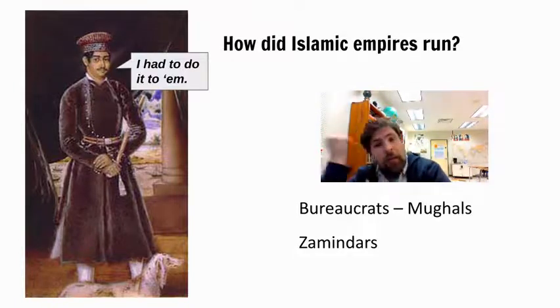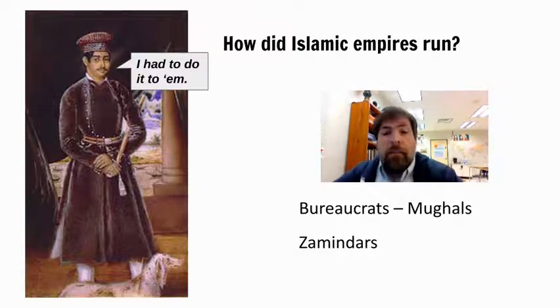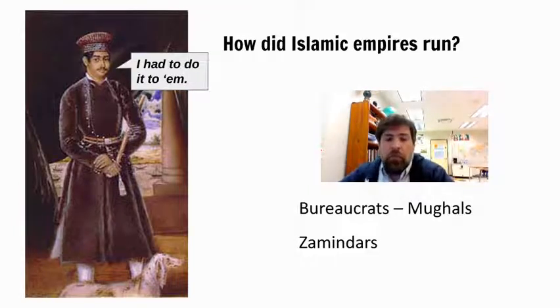So the Mughals had their own kind of bureaucrats. These guys were called zamindars. And a zamindar is somebody who controls territory in India. They've got their own little kingdom. And instead of taking them over, the Mughals are like, you can keep your land as long as you give us a cut of your taxes.